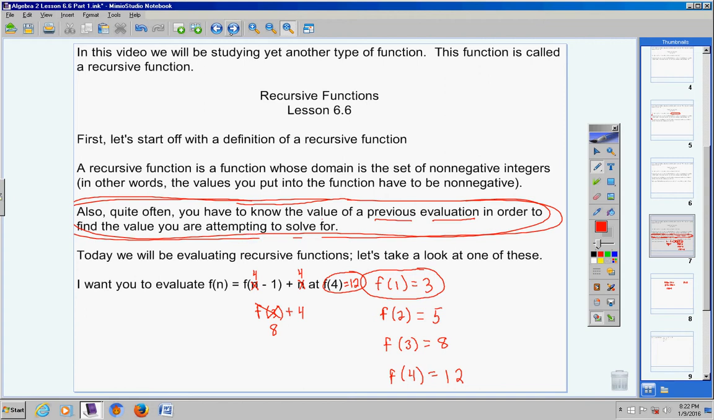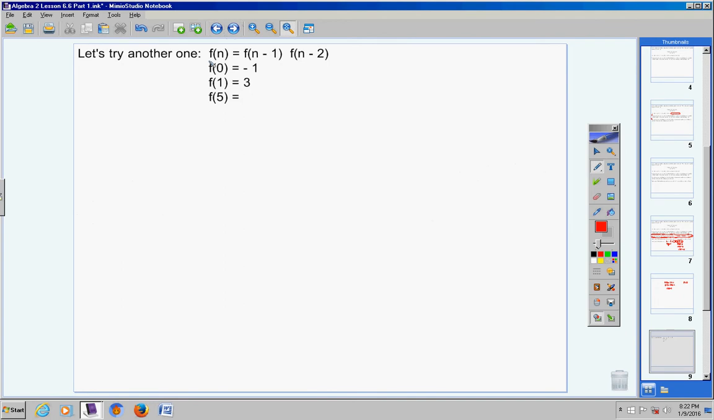Alright, let's try another one. Please copy this in your notes. I'm going to move on, so pause the video if you need to. Let's give this a shot. Alright, so here we go. Here's my function right here.